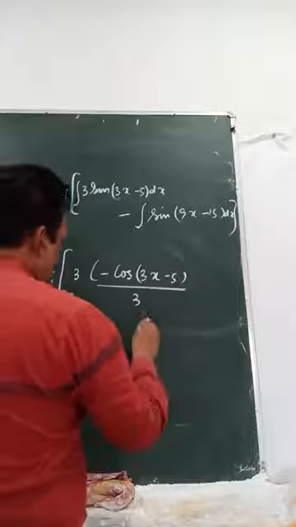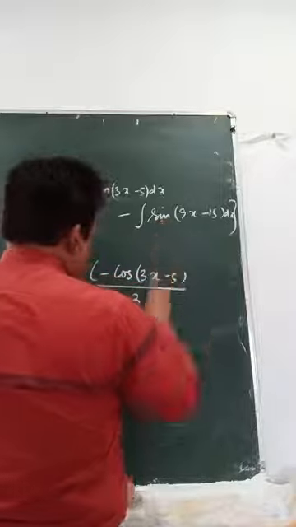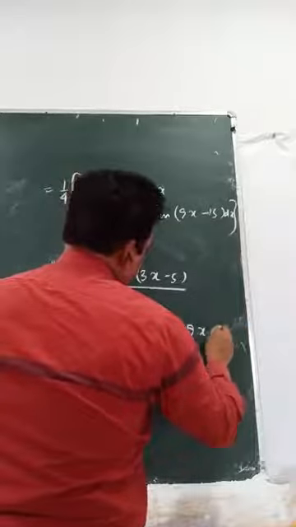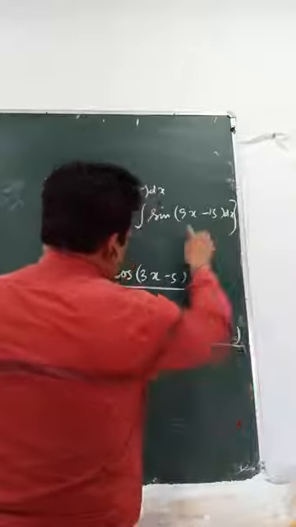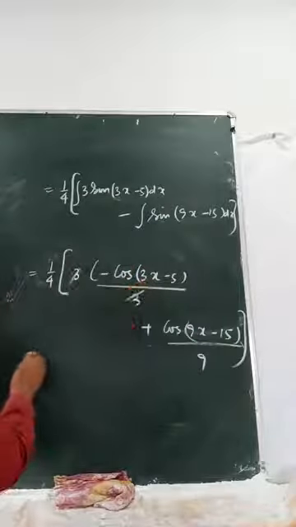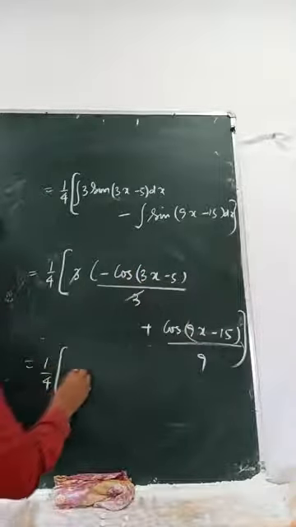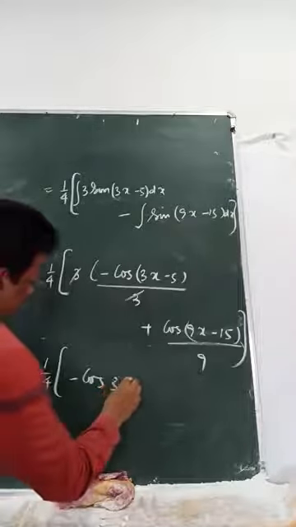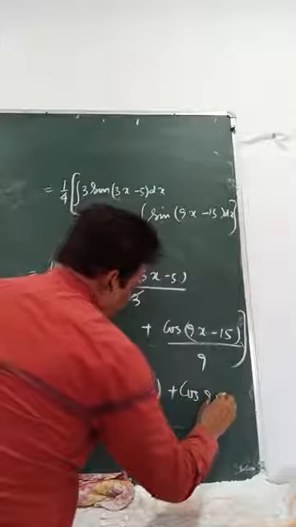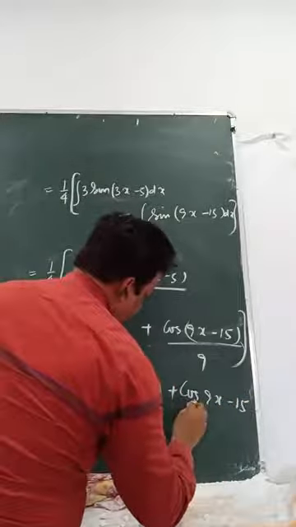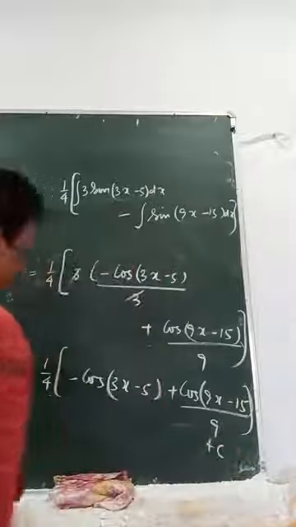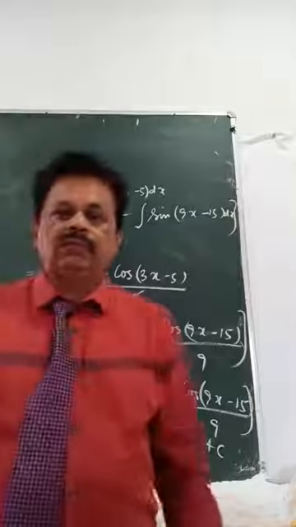Okay, minus sine's integration, minus, it will be plus cos 9x minus 15, divided by its derivative, which is 9. So 3 can cancel. 1 by 4, minus cos 3x minus 5 plus cos 9x minus 15 by 9 plus c. You did that about the sine.